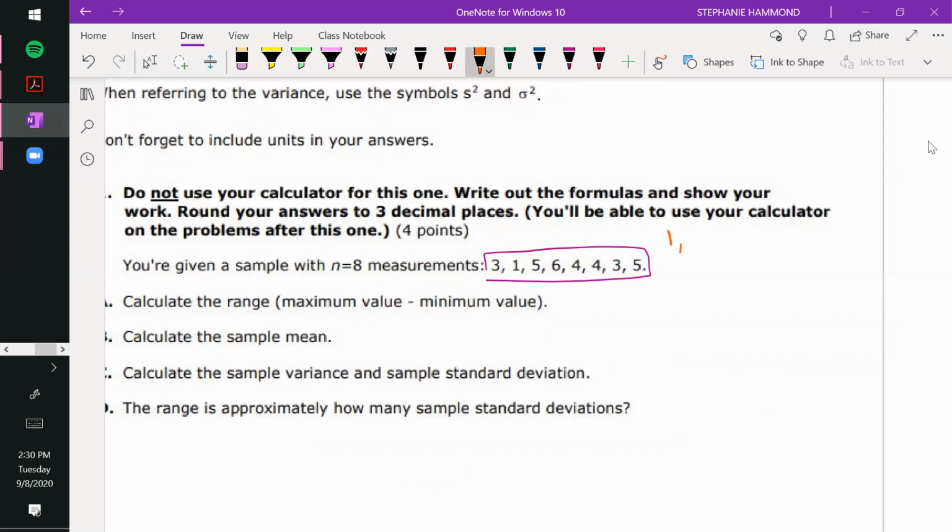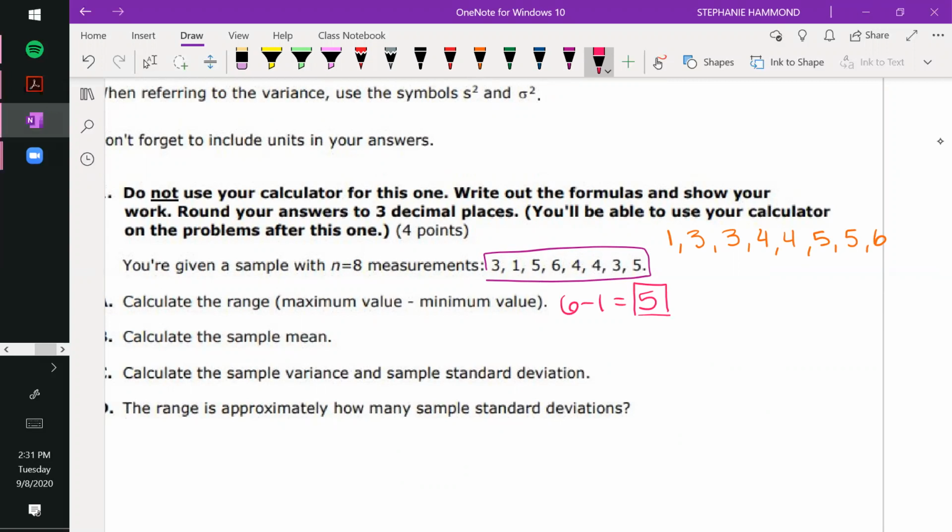1, 3, 3, 4, 4, 5, 5, 6. Okay, so I can see my maximum is 6 and my minimum is 1. I subtract those and I get 5. So the range of this data is 5.